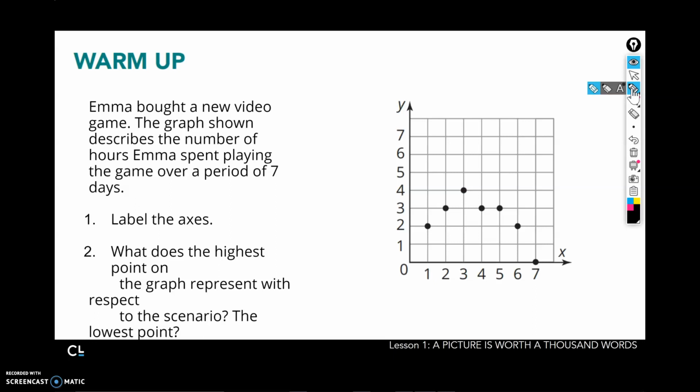So here, let's think about the story. The x-axis could represent time. And in this Emma situation, she has 7 days. So we're going to label time in days. The y-axis will be labeled in hours, how many hours she's been playing.